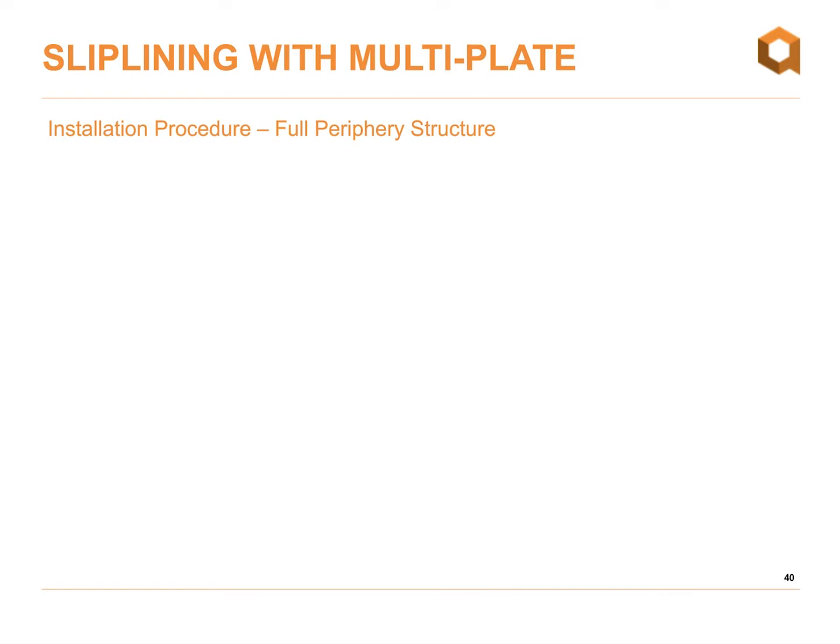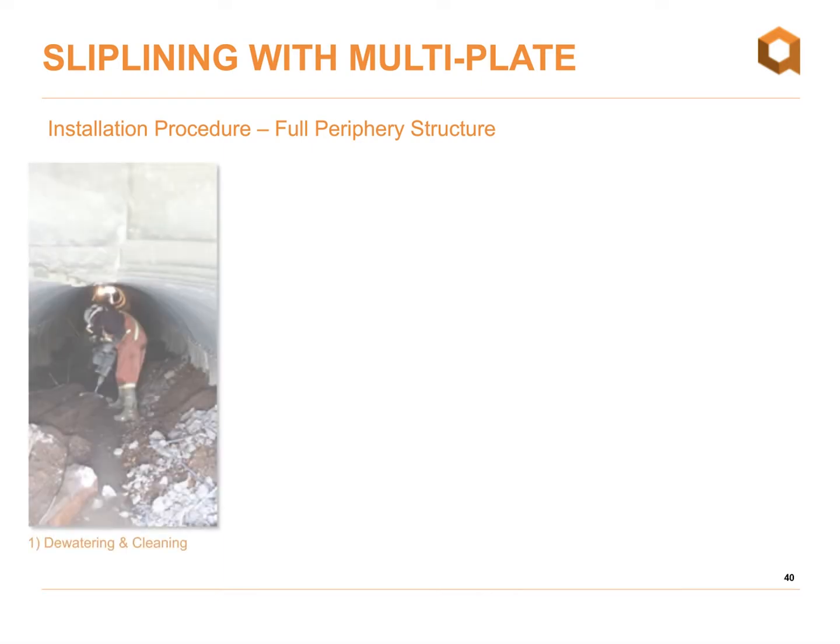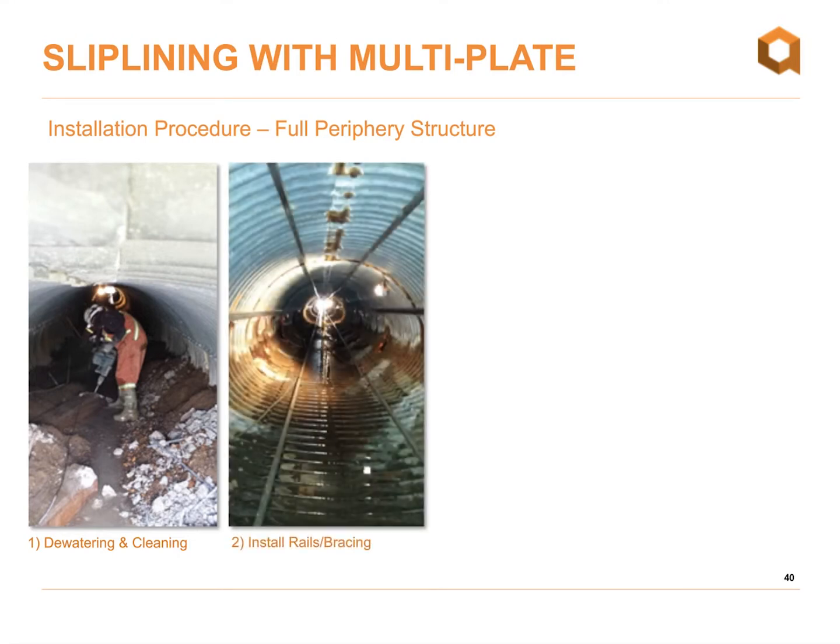So I'll go through a quick example of slip lining with multi-plate, essentially a full periphery structure. This wouldn't vary really no matter what type of structural plate we're slip lining with. First step, of course, is dewatering or cleaning, so we need to remove all the material from inside of that structure and get it nice and clean. In this case, they unfortunately had cast-in-place fish baffles that they needed to jack out. Next step is to install rails or bracing, just to facilitate the slip lining process and maintain alignment of the new structure inside of the existing.